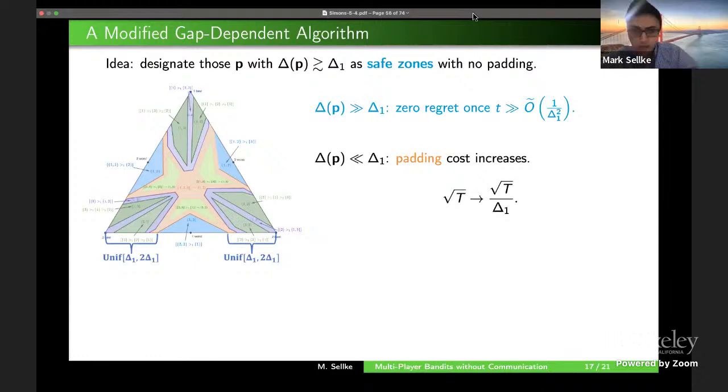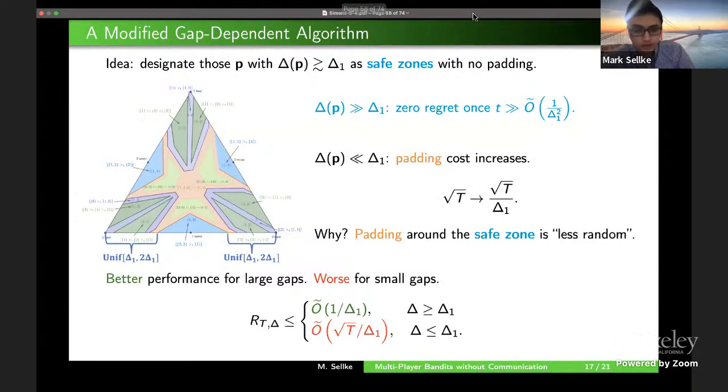And the reason is that the padding location becomes less random. So before, these padding regions were just kind of totally random. They were kind of width 1 over square root t. They were totally random. So you had like a 1 over square root t probability to run into them, which adds up to root t regret. But now the safe regions kind of restrict the possible locations of the padding regions by a factor of 1 over this delta 1. So the result is you get a better performance for large gaps, but a worse performance for small gaps. There's this trade-off here.